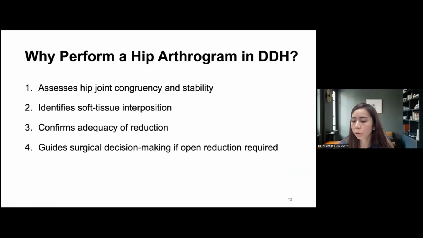So again, why we perform a hip arthrogram in DDH: it's really to assess the hip joint congruency and stability, to identify possible soft tissue interposition, to confirm adequacy of your reduction, and finally to guide surgical decision-making on whether open reduction is required.